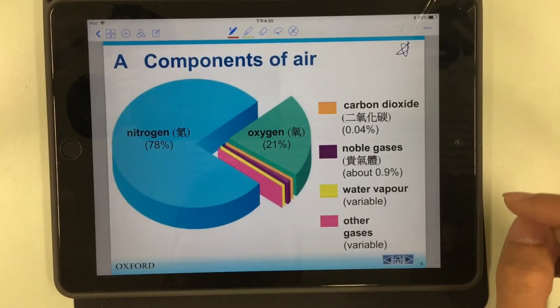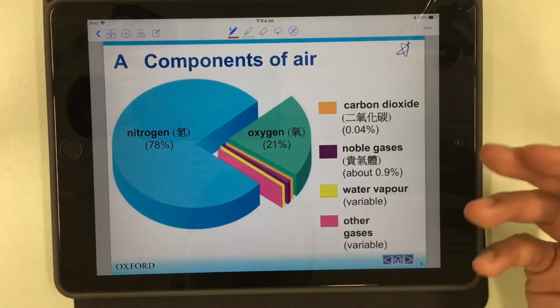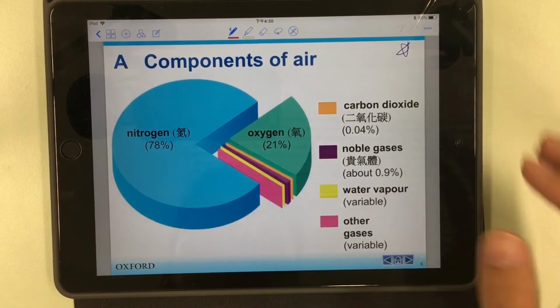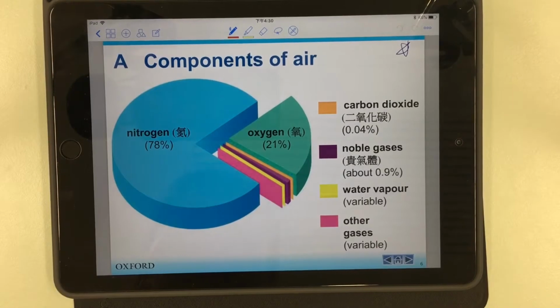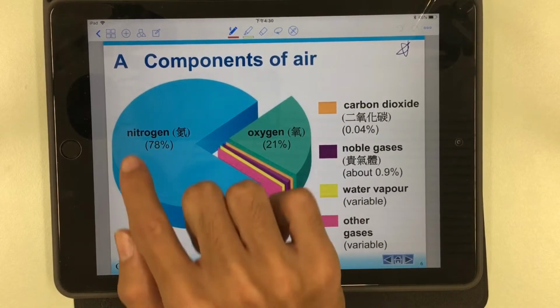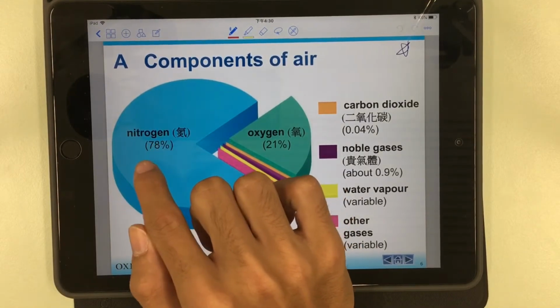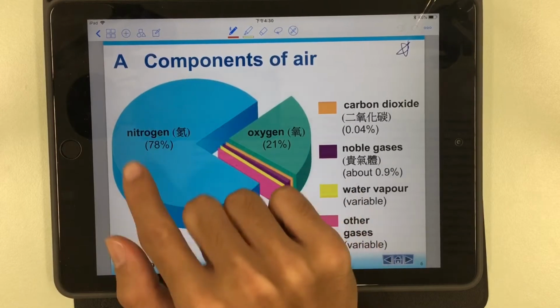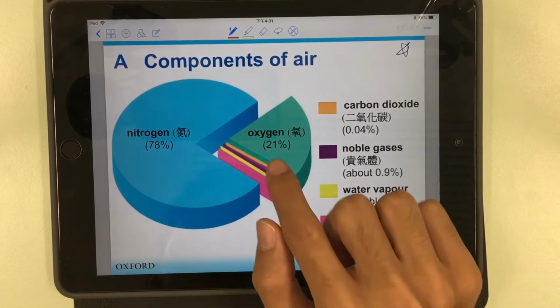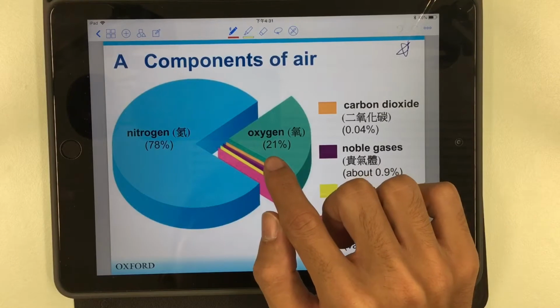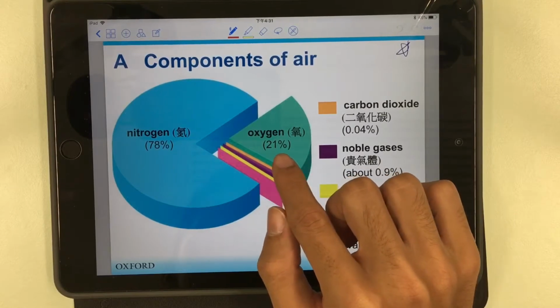So here are the components of air. It is a mixture of different gases. For example, there is nitrogen, 78%, quite a lot. And here is oxygen, about 21%.